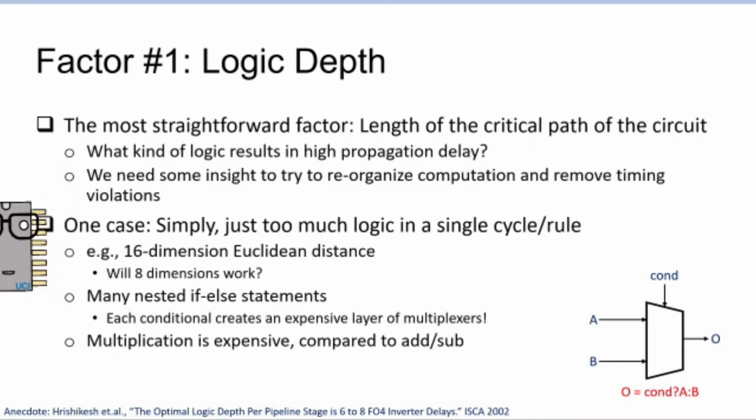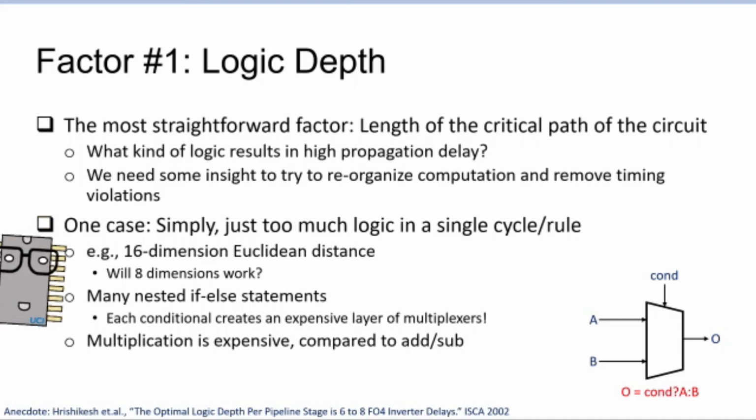Something that sometimes trips people up is that even if you have 100 lines inside a rule, if none of them have dependencies among each other, if they're all just parallel operations, then having a lot of logic inside a single rule typically doesn't cause too many problems. The problem becomes if you have a piece of circuit that results in a long critical path, if it has a lot of dependencies.